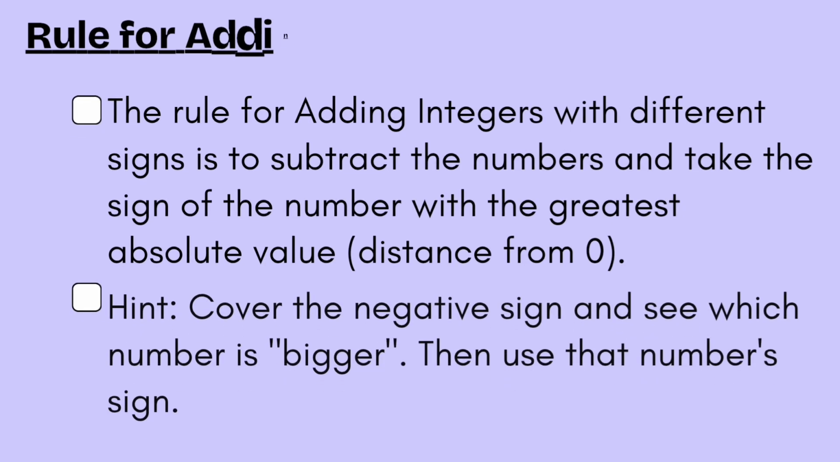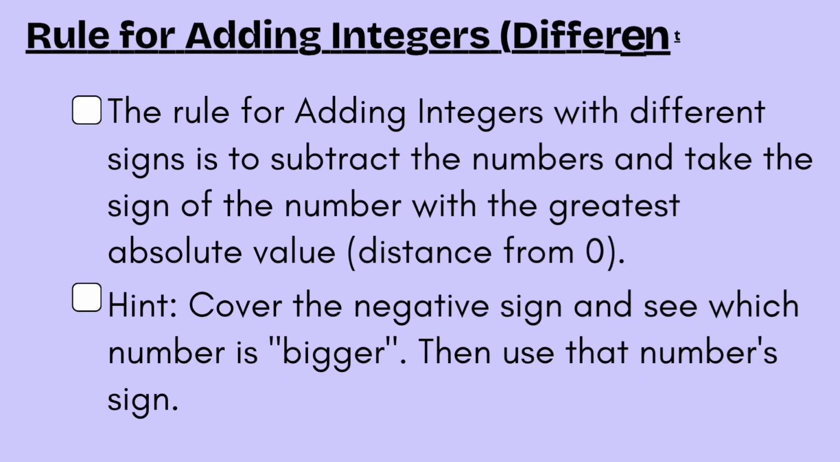The rule for adding integers with different signs is a little bit harder. First, you have to subtract the numbers and then take the sign of the number with the greatest absolute value. That means the distance from 0. The hint: cover the negative sign and see which number is bigger. Then use that number's sign.